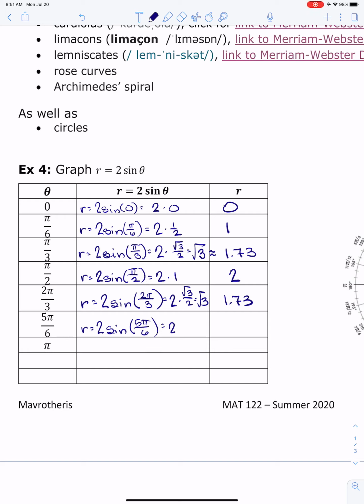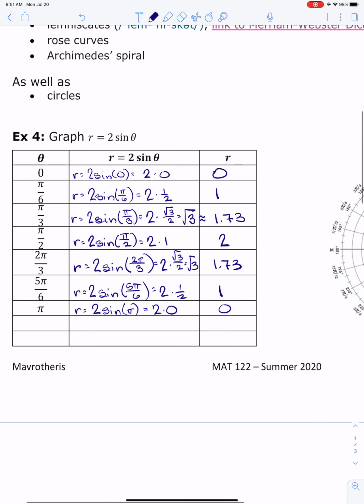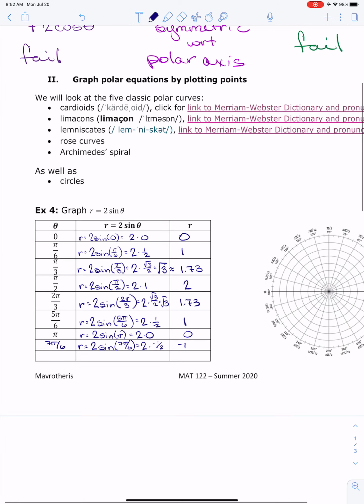I can crank these out fairly easily. 1, and at pi, I've got 2 times the sine of pi, which is 2 times 0. That gives me a 0. I stopped there, but let's go ahead and just crank out one more so we can take a look at what's going on here. The sine at 7 pi over 6 is negative 1/2. And so I get a value here of negative 1.